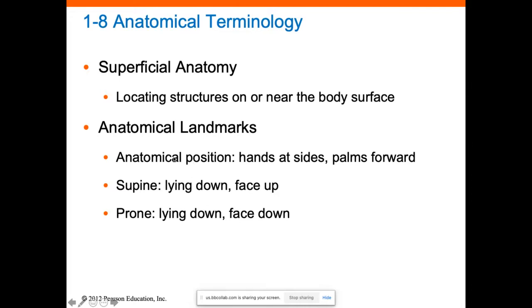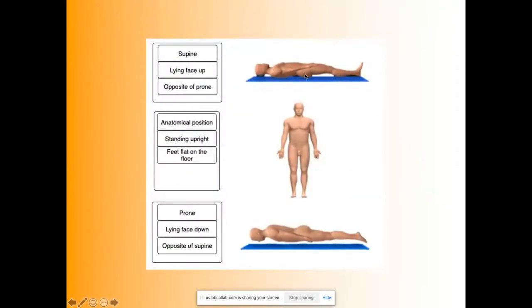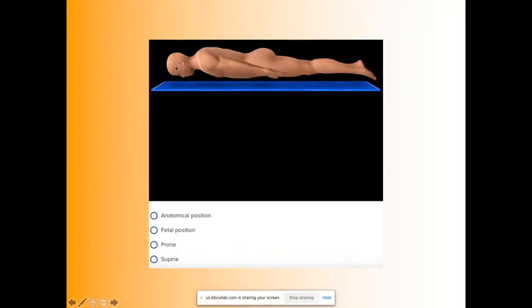Anatomical landmarks. We start with anatomical position. That's the hands at the side, the palms facing forward or anteriorly. Another term is supine, which is when you're lying down face up, or prone is lying down face down. So supine is when you're lying on your spine. And prone is when you're lying on your nose.